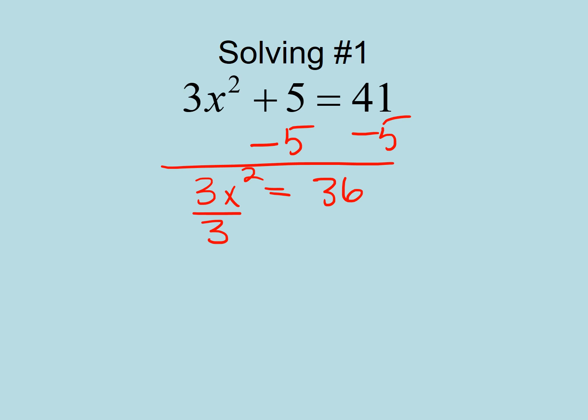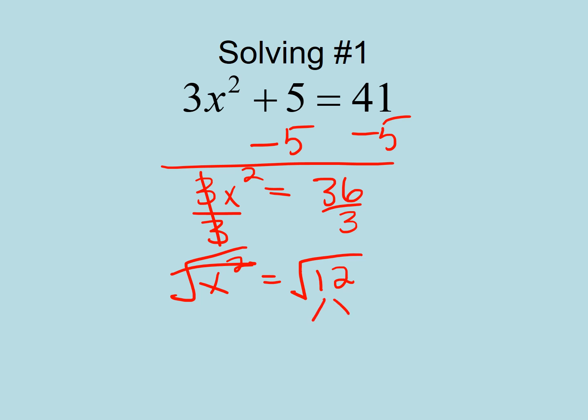Divide both sides by 3. 3 divided by 3 just gives me 1, so you're left with x squared is equal to 36 divided by 3, which is 12. We need to take the square root of both sides so we can get rid of the squared on that x. And now we need to simplify the square root of 12.